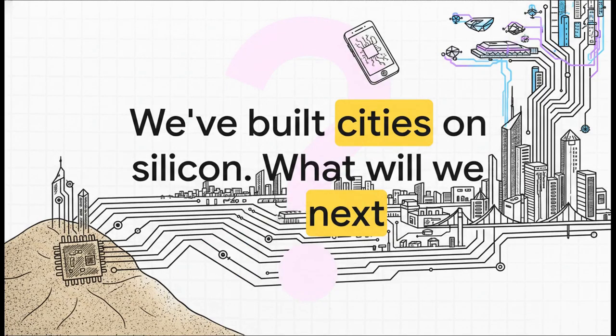So from a humble grain of sand, we have managed to construct some of the most complex things humanity has ever made. These are entire cities teeming with billions of logical switches, all working together in perfect sync. The next time you pick up your phone, just take a second to appreciate that microscopic metropolis humming away in your hand. It really makes you wonder, if we've built entire cities on silicon, what on earth are we going to build next?